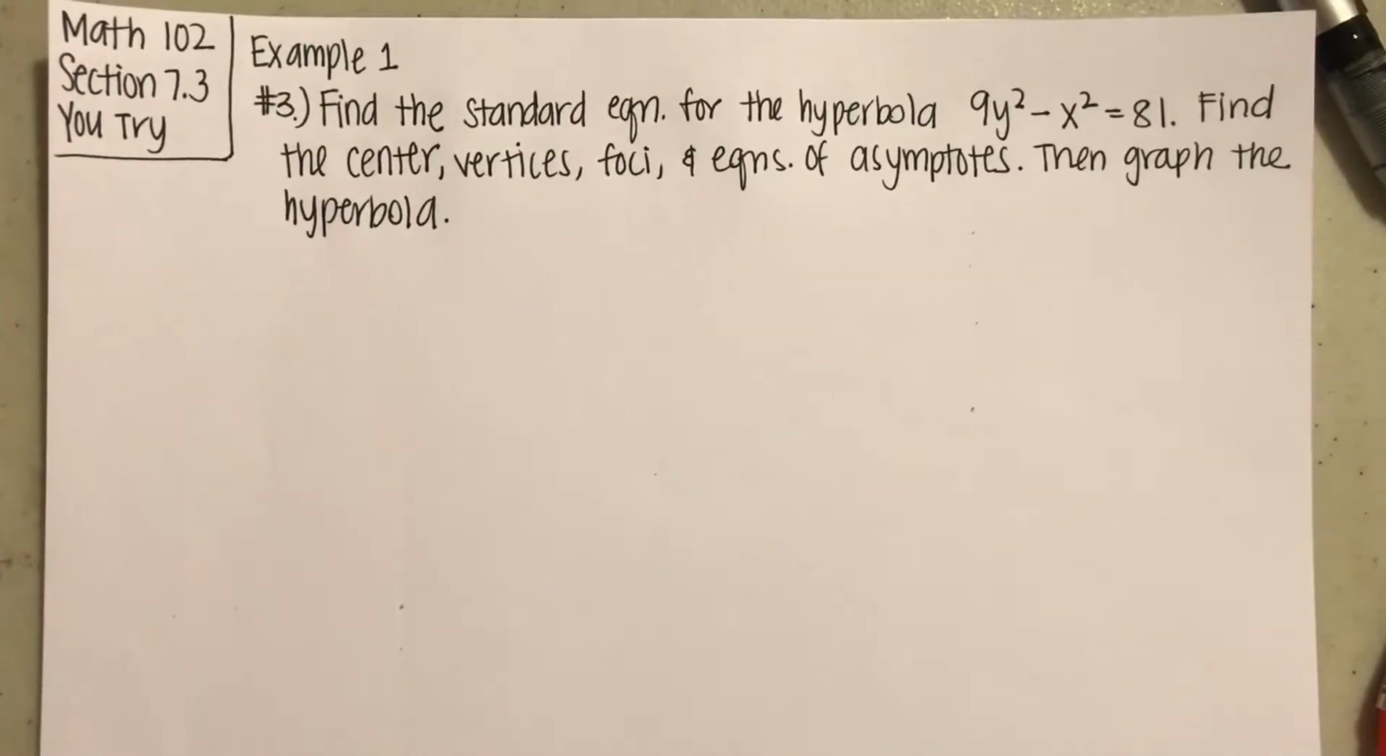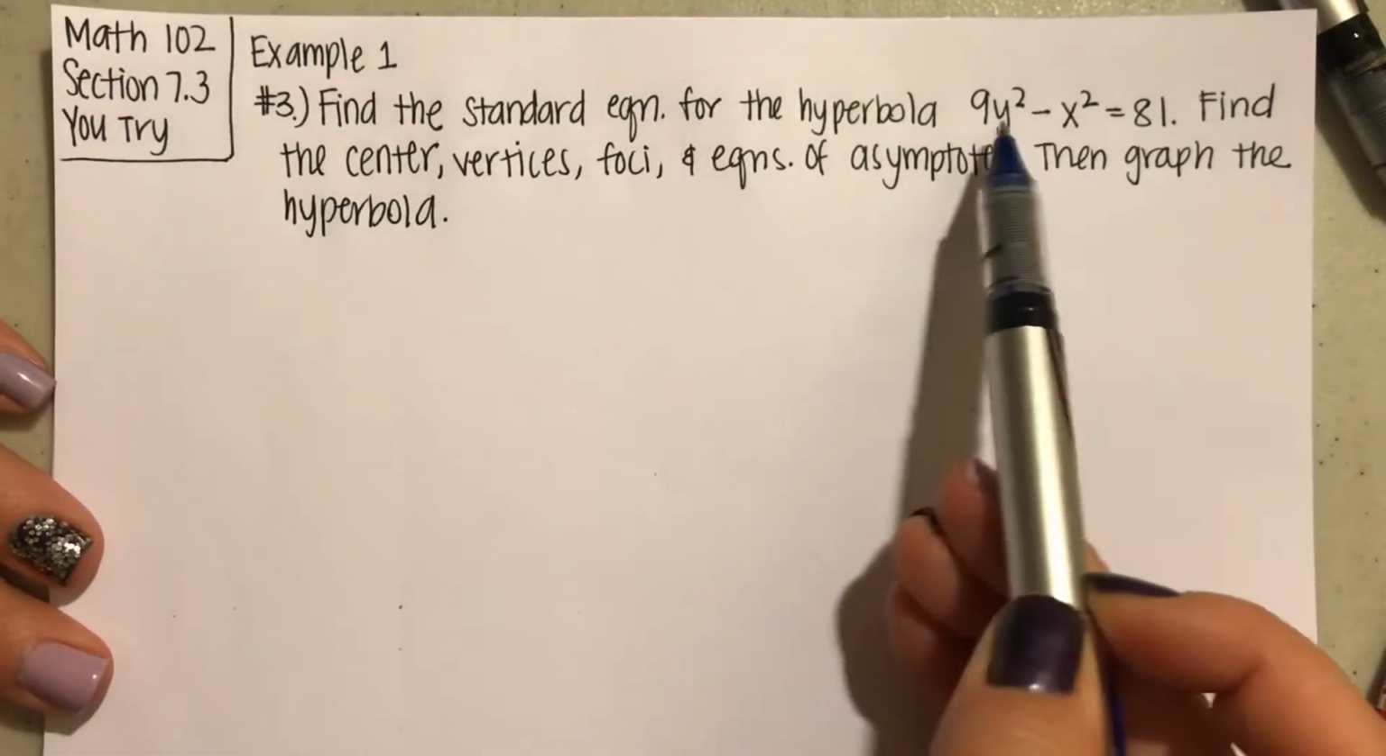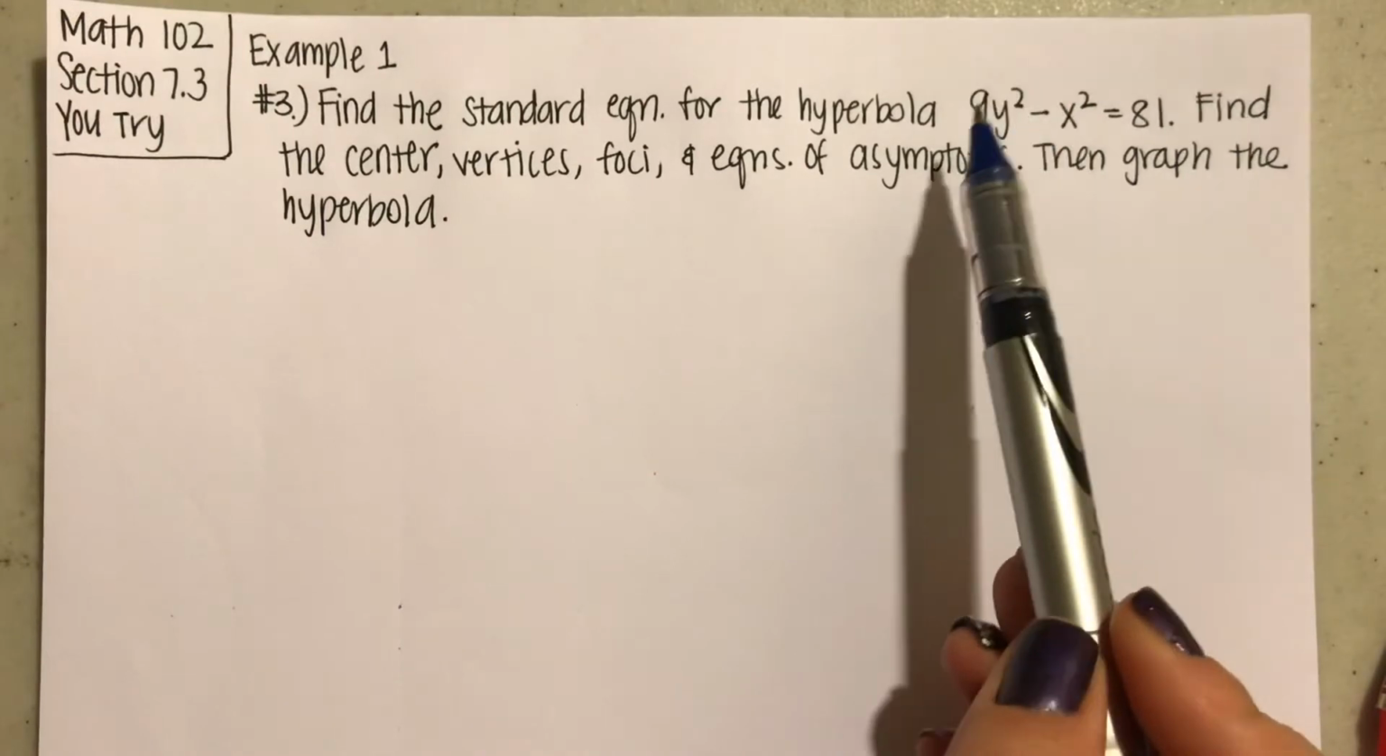Find the standard equation for the hyperbola 9y squared minus x squared is 81. Might also be a good idea to take out that conics flow chart that I made. There's also a copy of it on, I think, one of the last pages of this section. And you can also track how we know it's a hyperbola from here.